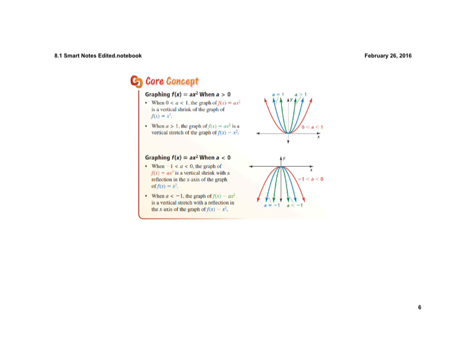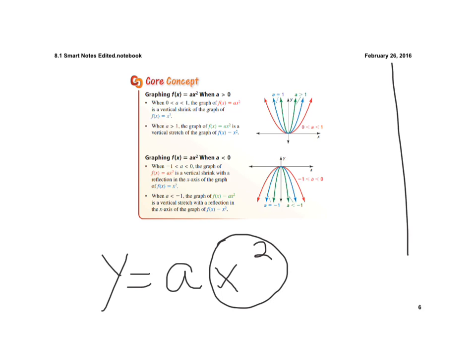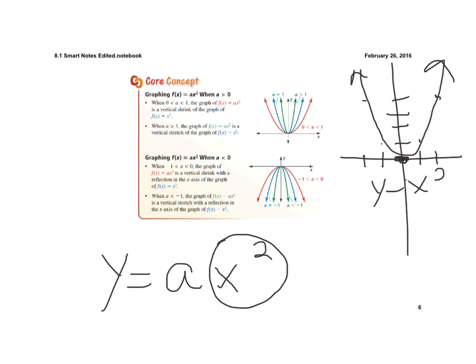Now, here we're going to look at if I have y equals a times x squared. Now remember, just x squared is the very first problem that we looked at. It has a vertex right here at (0, 0). And if I plug 1 in, 1 squared is 1. If I plug 2 in, 2 squared is 4. And then because it's symmetrical, I know that these points over here, and now I have that graph. And this is just y equals x squared.